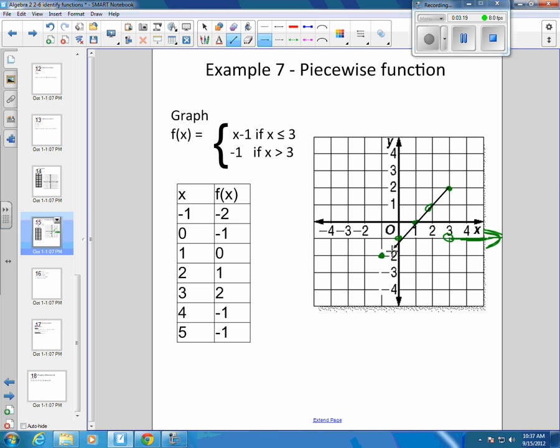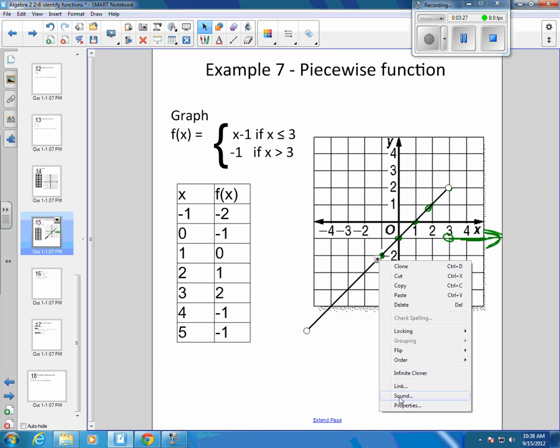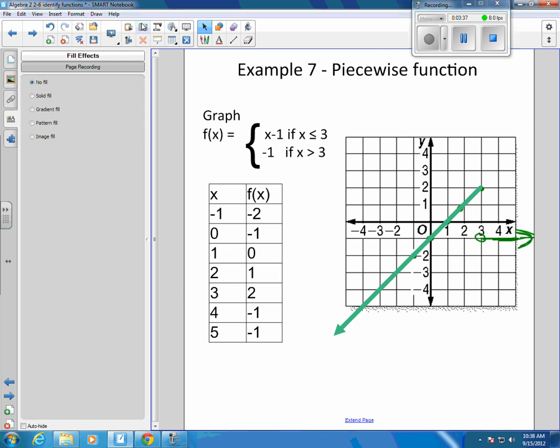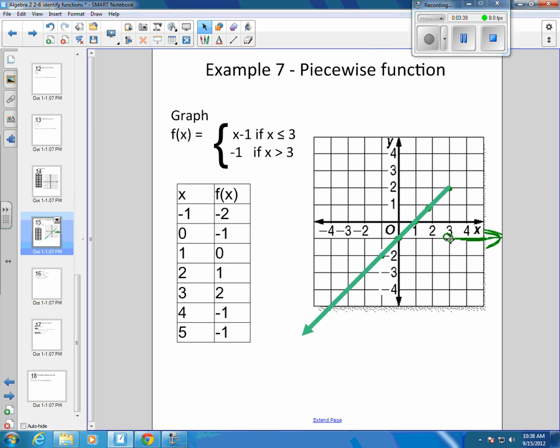Everything before that was part of this line. So my final graph has an open circle at 3 here and a closed circle at 3 up here. This is part of my line because this is where x is less than or equal to 3. And this is part of this line here because this is where x is greater than 3.